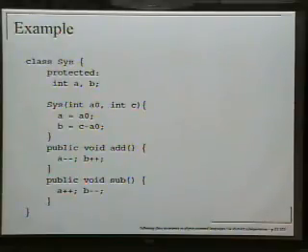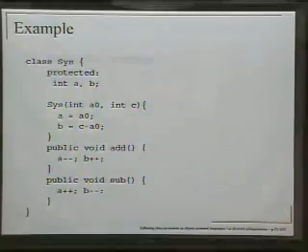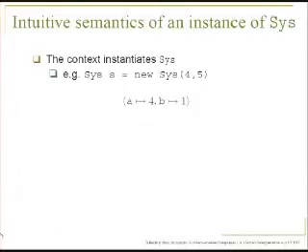So this is a small example. Such a class has two fields, A and B, that are initialized by the constructor, and then we have two methods that increment one variable and decrement the other in a dual way.